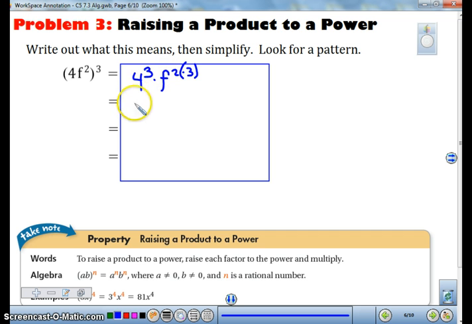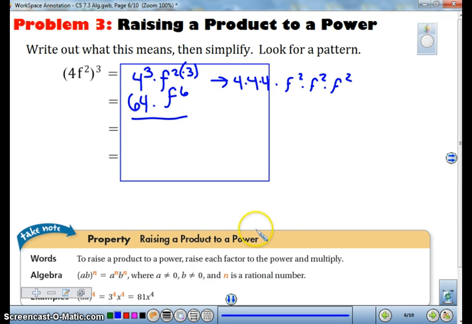4 to the third, you guys might remember that from your perfect cubes you memorized, 64. And now we have f to the sixth. Keeping in mind that this 4 to the third, what that really meant was 4 times 4 times 4. And our f squared raised to the third power really meant that we're going to have 3 f squareds. And that's how we ended up with 64 f to the sixth.